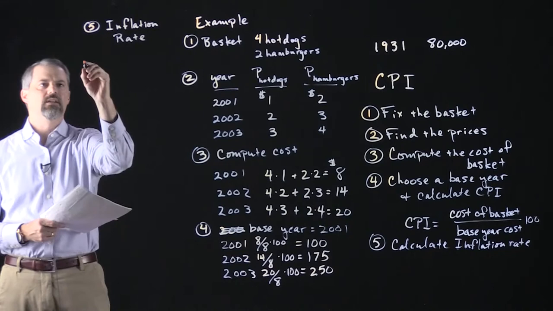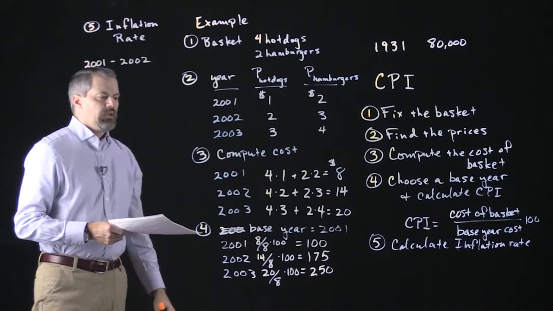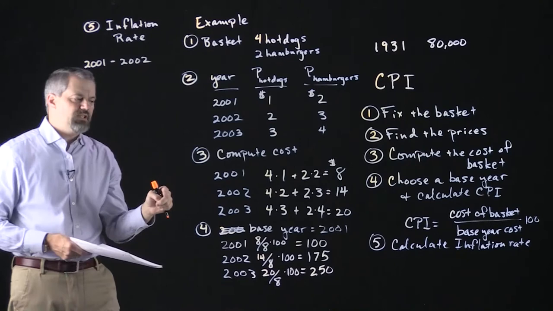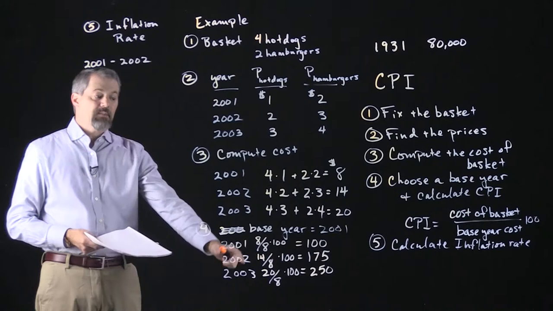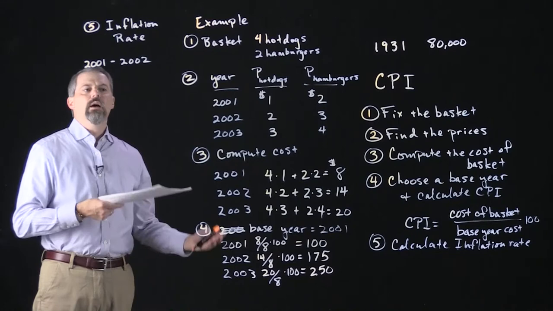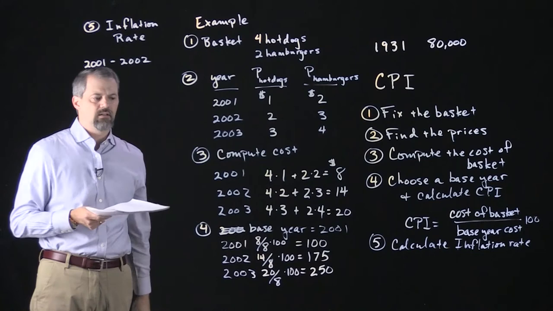2001 to 2002. Now there are two ways we can do it. We can use that trick that we saw with the GDP deflator, where if the first year is the base year, all you have to do is look at how much the CPI changed. It changed by 75. It went up by 75. So that's 75% inflation from 2001 to 2002. But let's calculate it by figuring out the percent change in the CPI.